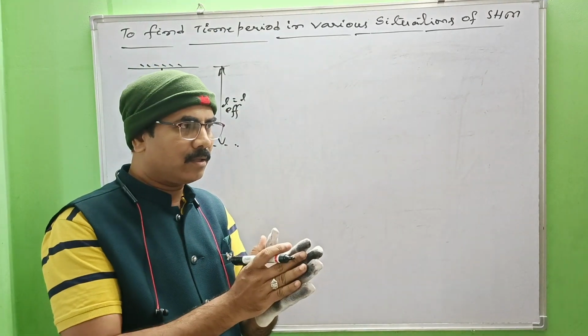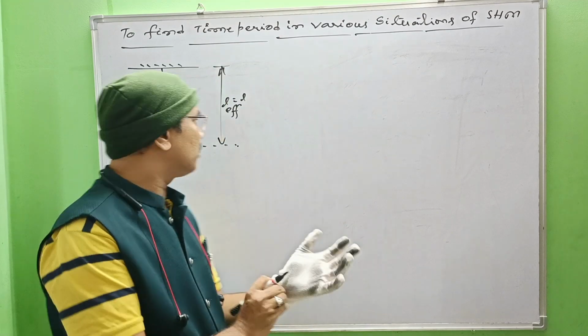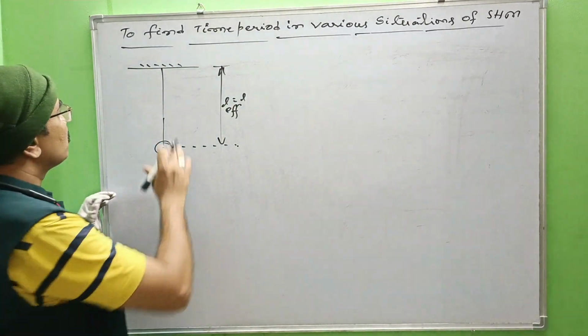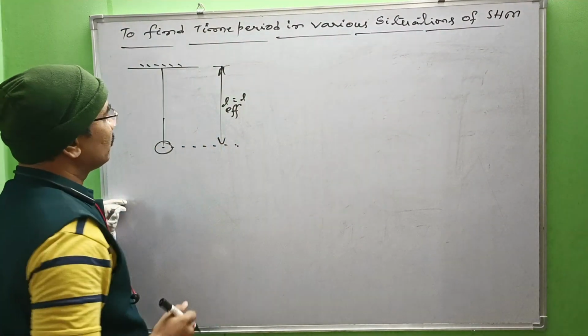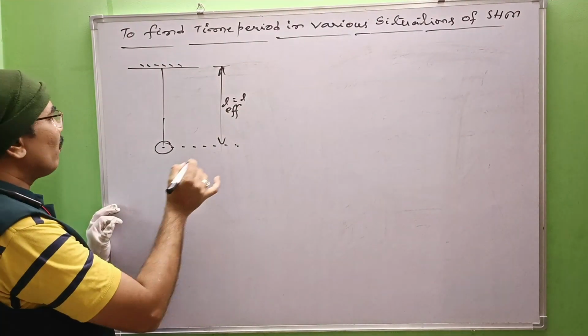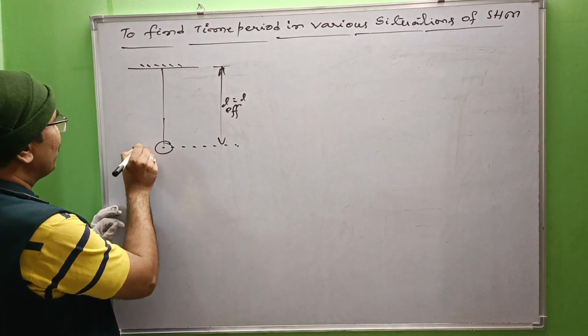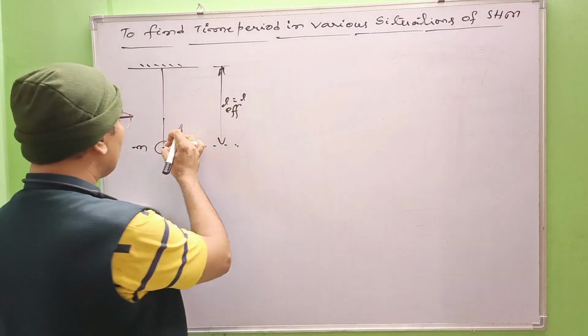So there is no extension for the string, right? So that is what an inextensible light string is. Now it is made to oscillate. What is the mass of this bob here? M. So it is made to oscillate.